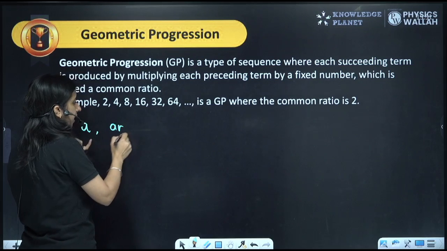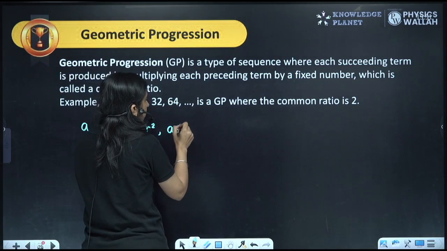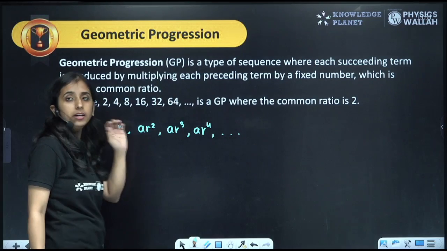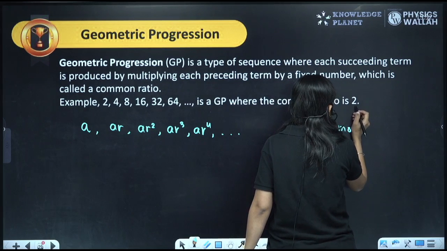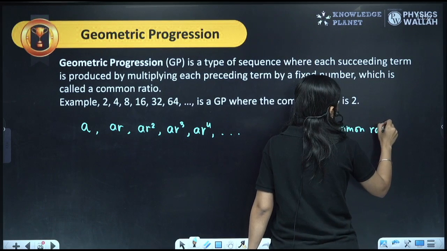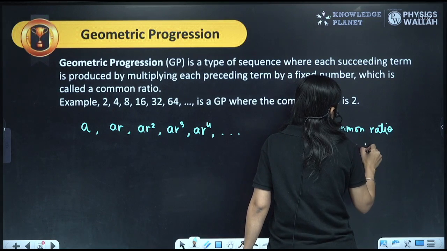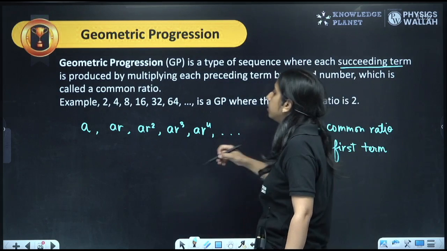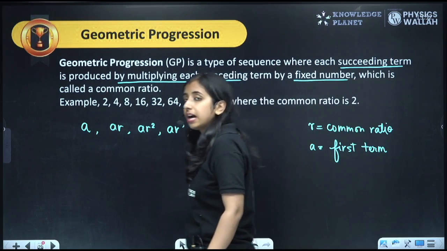So if my first term is a, then I multiply it with some number r, and the next term will be ar. Then again multiplying by r, it will be ar square, then ar cube, a into r to the power 4, and so on. This will form a geometric progression, where r is the common ratio and a is our first term. Each succeeding term is produced by multiplying the preceding term by a fixed number, called the common ratio.